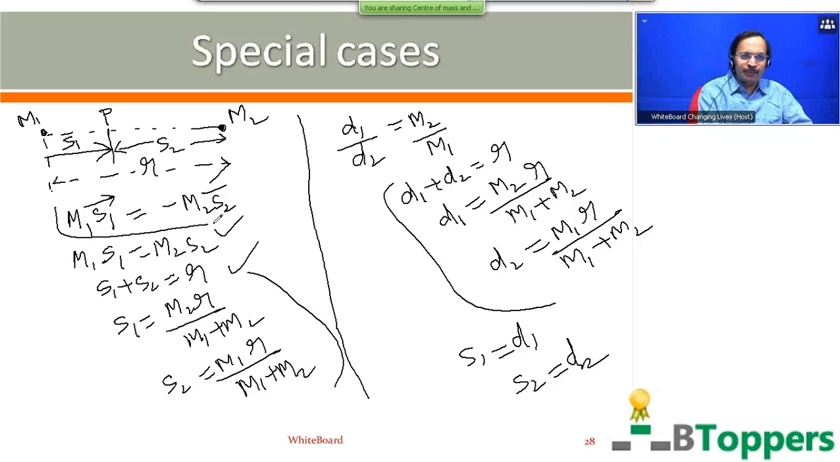In general, if you consider a system of two point masses M1 and M2, or two bodies of mass M1 and M2, which are initially at rest, separated by a certain distance, and if they start moving only under the mutual internal forces between them, then M1 S1 bar you can write as minus M2 S2 bar in vector form. S1 bar is the displacement vector of M1 from the initial position of M1 where it was originally at rest. S2 bar is the displacement vector of M2 from the initial position of M2 where it was originally at rest.